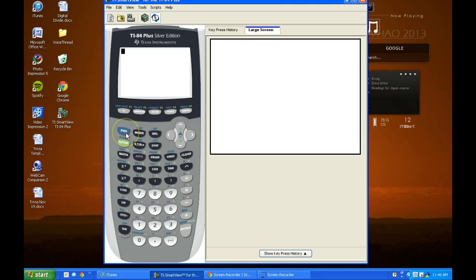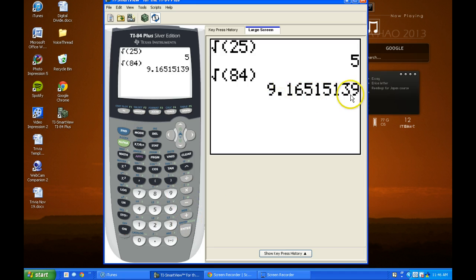Last, if I want to do a square root, I have to use the second function key. If you look at the x squared key, you'll see right above it in blue is a radical sign, a square root symbol. If I want to use that, I have to hit the second key to get there. And as you can see, a square root symbol shows up. So if I want to know what the square root of 25 is, close parentheses, I hit enter, and I get my answer. If I need to find the decimal approximation of a non-perfect square like 84, which will give me an irrational number, I hit enter, and it will give me my answer to several decimal places.